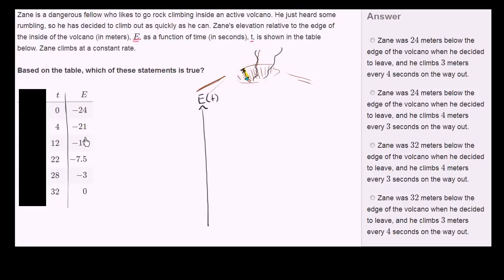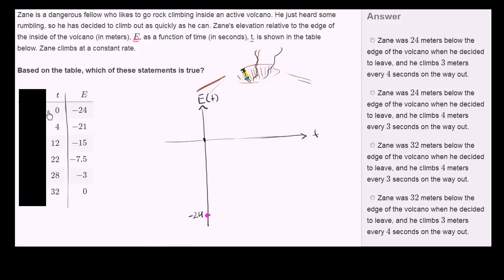And it is negative most of this time, so I'm going to make the x-axis, or I should say the t-axis, a little bit higher. So it looks something like that. That's our t-axis. And when t is equal to 0, we see that his elevation is negative 24 meters. So this is right here at 0 seconds.